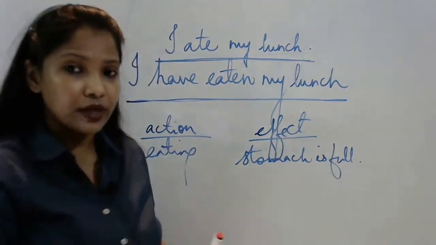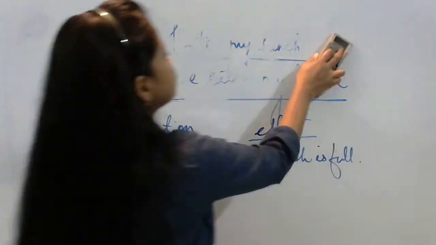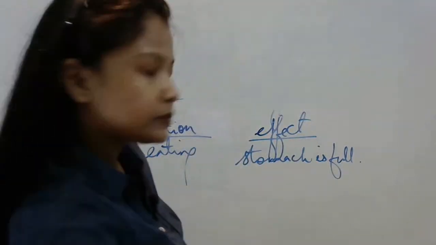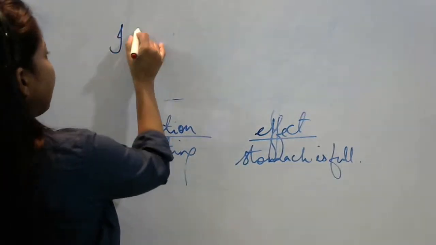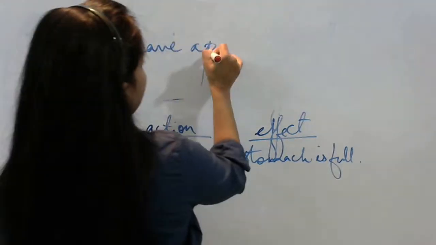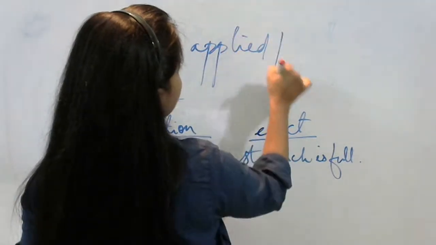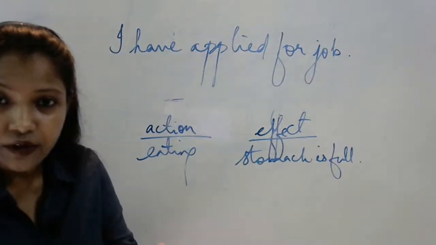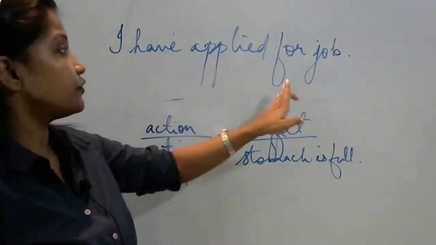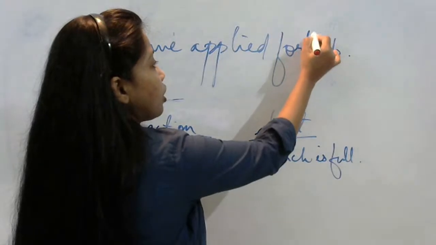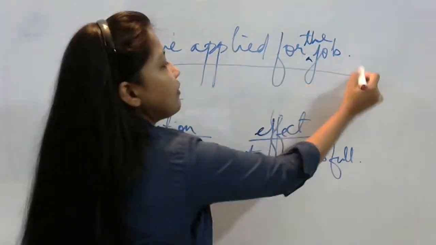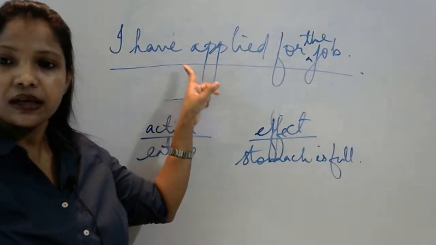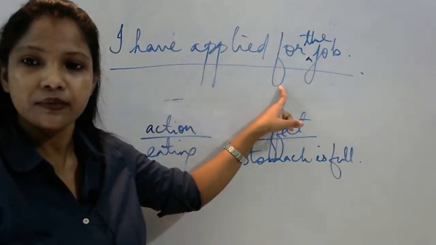Now I'll give you one more example. I have applied for the job. Again, a sentence in present perfect tense. I have applied for the job. Why have I made it in present perfect? Can you tell me what is the action in past and what is the effect in present?